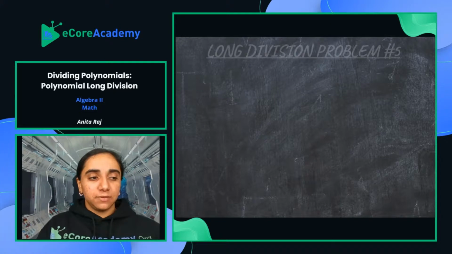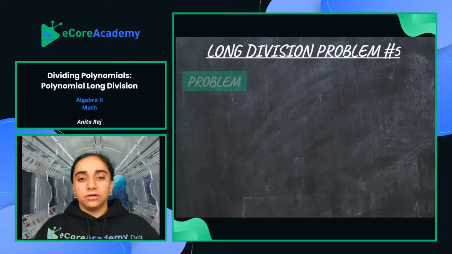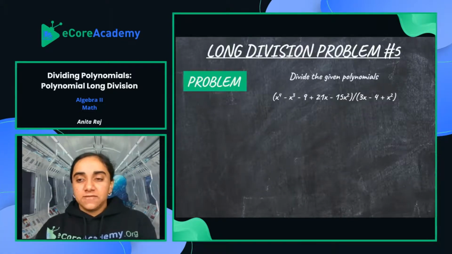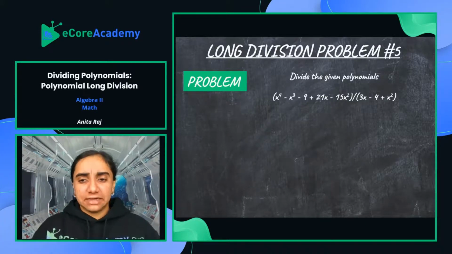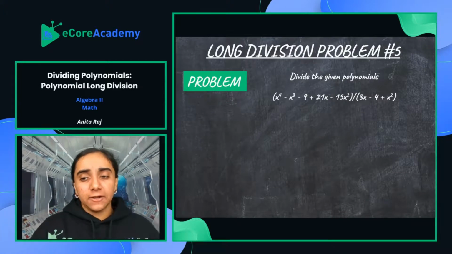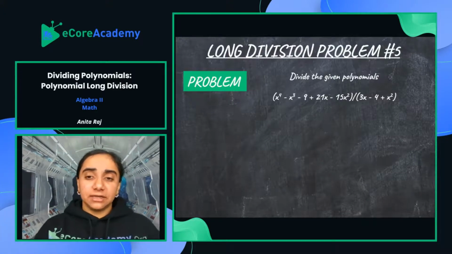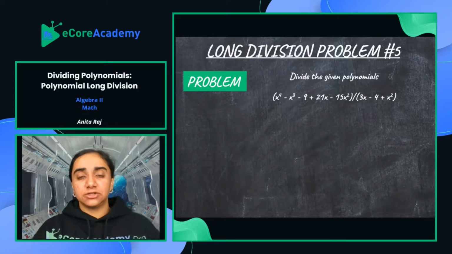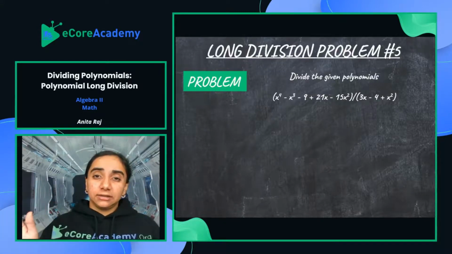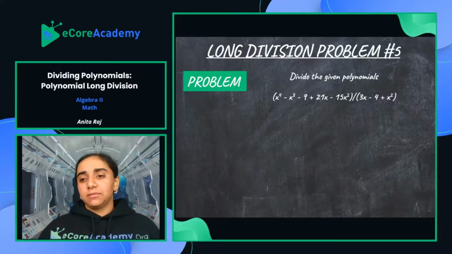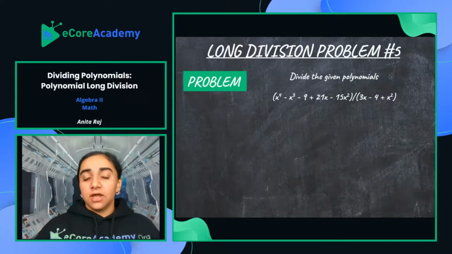So this is practice problem number 5 with long division of polynomials. Here's your problem. Divide the given polynomials. Our dividend is x to the 4th minus x cubed minus 9 plus 21x minus 15x squared. As you can see, it's not in perfect descending order, so we've got to rearrange it so that we have quartic, cubic, quadratic, linear, and then constant, divided by 3x minus 4 plus x squared. That's going to be our divisor.